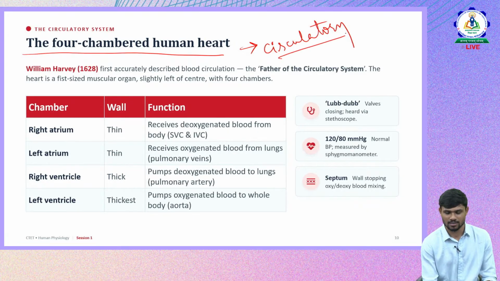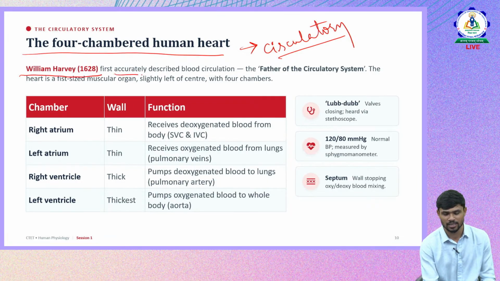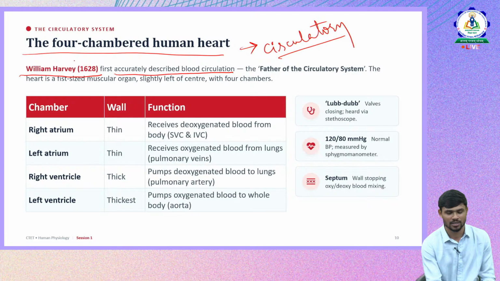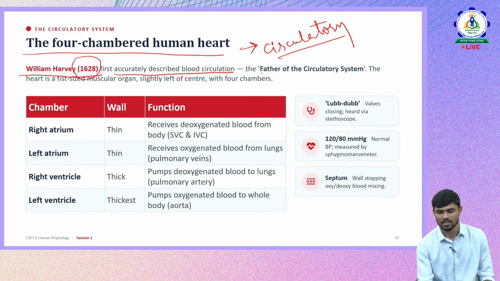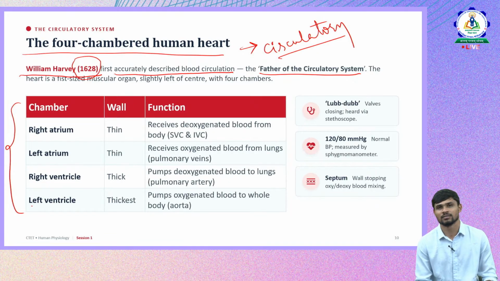So in the circulatory system, remember this fact: it is William Harvey in 1628 who accurately described blood circulation, that is from body to heart, heart to lungs. The whole process was accurately described by him in 1628. He is also called the father of the circulatory system. So remember that fact, and I hope everybody remembers the diagram of the heart.